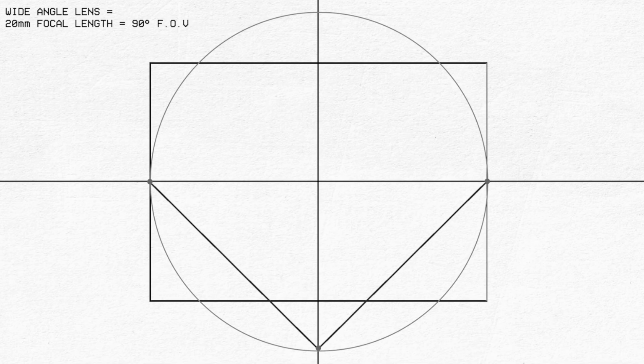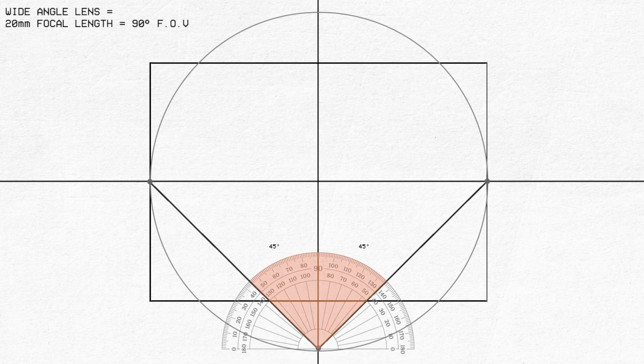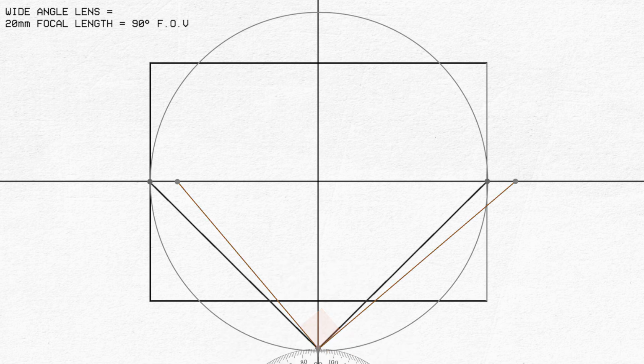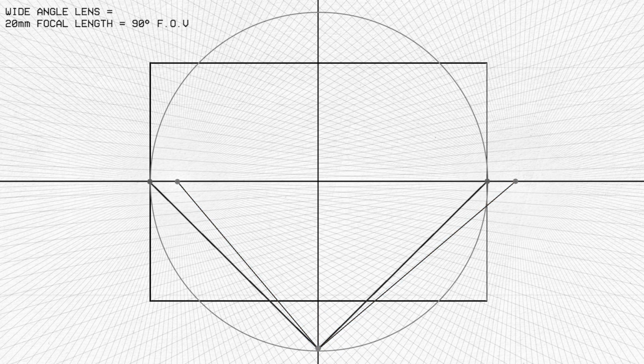Thankfully, we have one setup left to use, which is for a wide-angle lens. Each of these lines from the station point are at 45 degrees, giving me a 90-degree angle of view. For this example, I'll also place a vanishing point at 40 degrees and then one at 50 degrees. Now that I have my vanishing points, I can create a grid the same way as before.